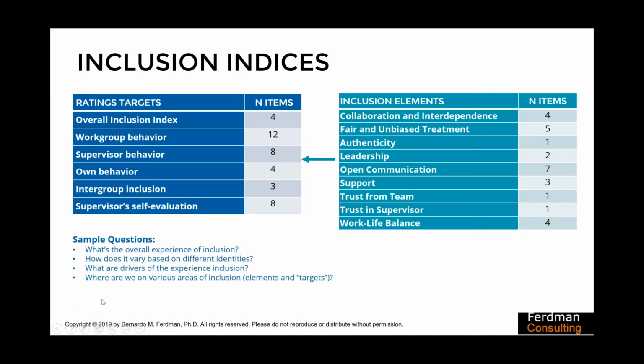People rated their own behavior, and they rated intergroup inclusion, like not just social identity groups, but groups in the organization, like how different areas of the organization dealt with each other. And I mentioned the supervisor's self-evaluation. So these are the kinds of questions we could ask in this model. What's the overall experience of inclusion and how does it vary based on different identities? We could ask, what are the drivers of the experience of inclusion? And from a technical perspective, what was the correlation of everything under the inclusion index and those items with the inclusion index? And then we could look at where the organization was in these different specific areas, like open communication or authenticity or supervisor behavior. Okay.